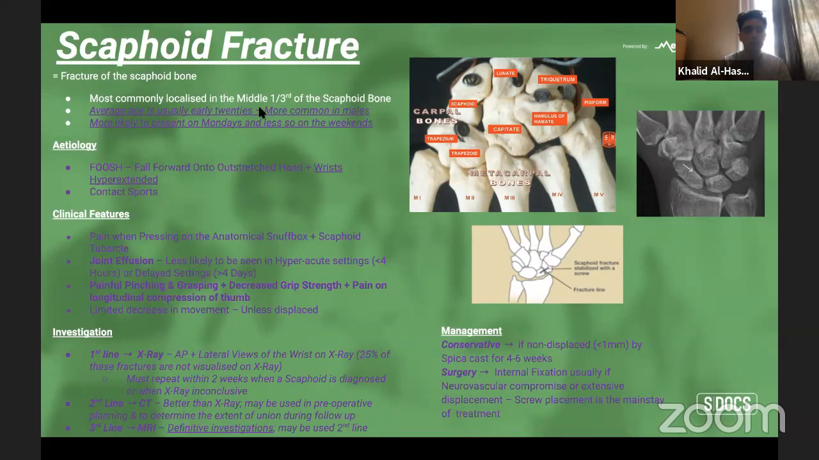Here is the scaphoid. Fractures of the scaphoid bone usually occur in the middle third of the bone. It's more common in males, generally seen in their early 20s, and it's usually noticed in patients who do contact sports. It can also be a product of a FOOSH injury, where the wrist is hyperextended. This is flexion, and this is extension. Hyperextension would be when there is excessive extension past the point at which it would be a little bit more worrying. It's more likely to present on Mondays and less so on the weekends.